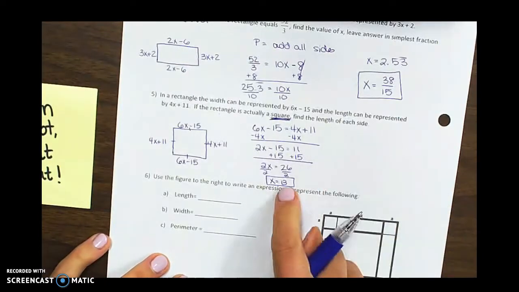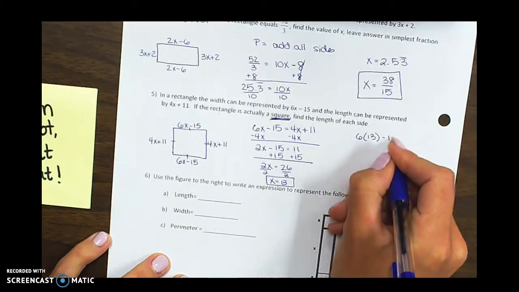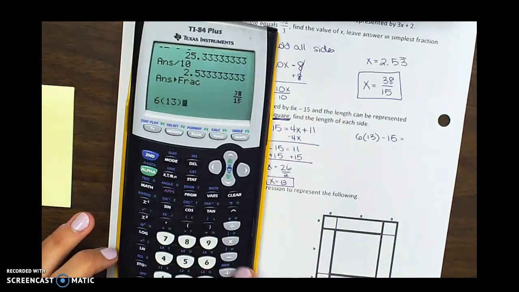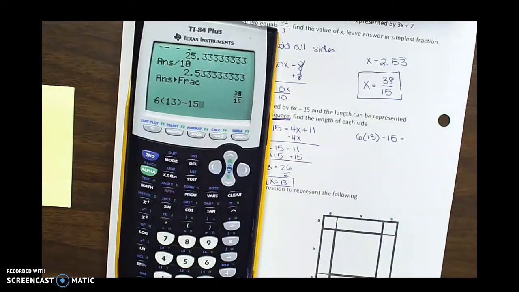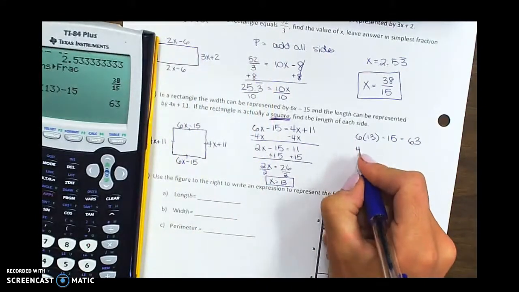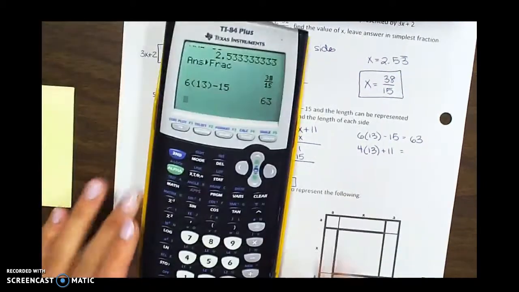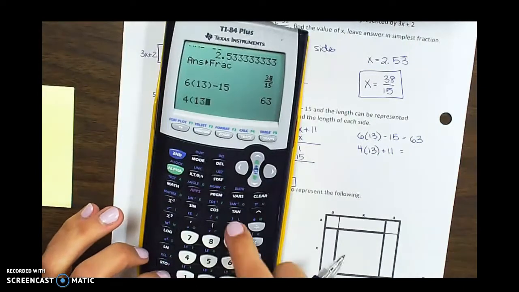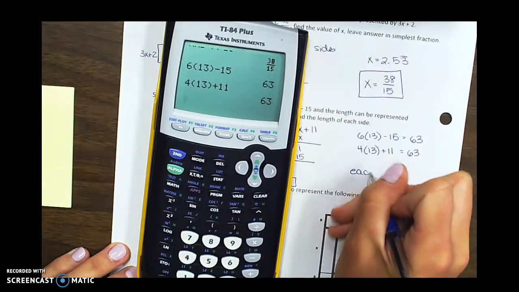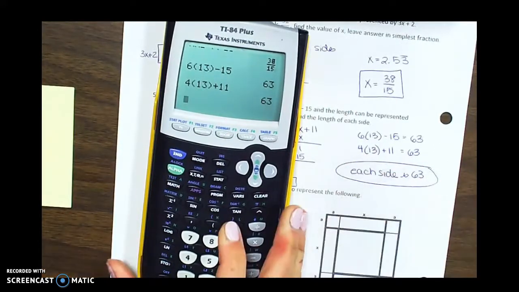So let's go ahead and we're going to take the x and we're going to plug it in. So 6 times 13 minus 15 equals, and we can let the calculator do the work for us. Remember, whenever you substitute it in, you're going to use parentheses, and we get 63. Let's just double check it on the other side. 4 times 13 plus 11. Now, if this is indeed a square, these should turn out to be the same. We also get 63. So each side is 63. And we've got it.